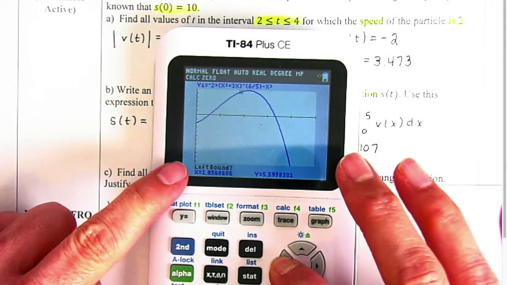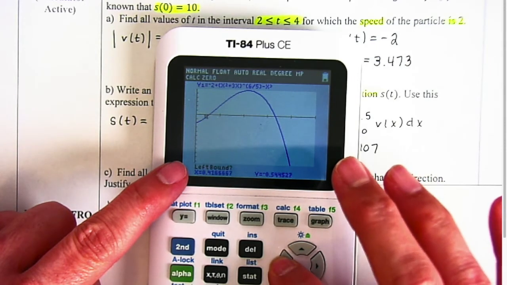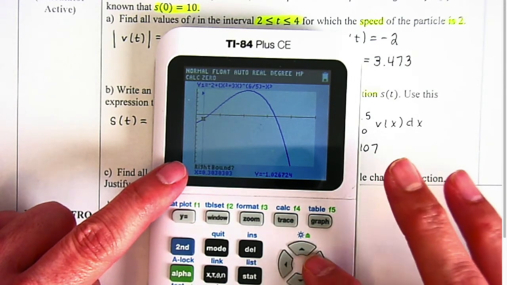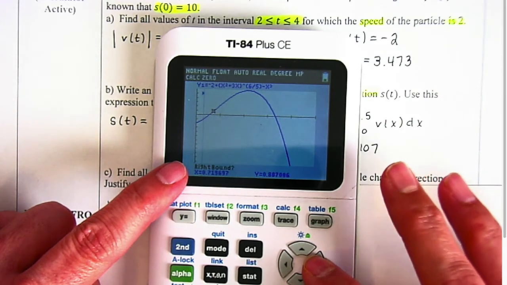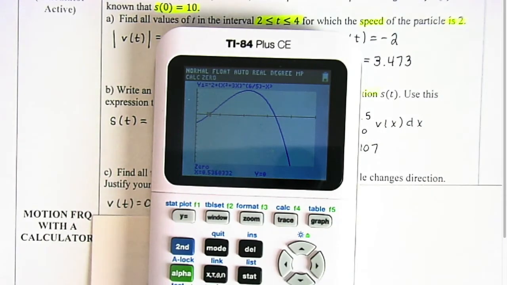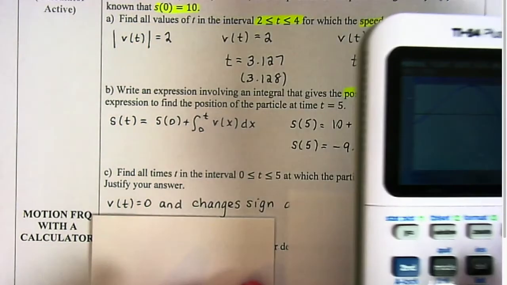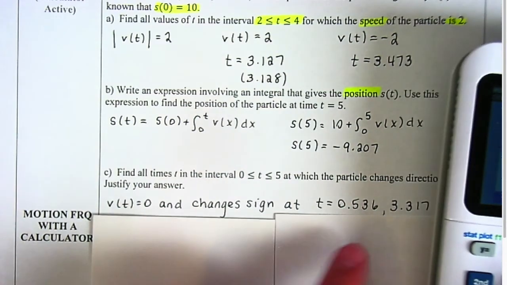When it's asking left bound, I'm going to position my cursor to the left of the 0 and hit enter. A couple clicks to the right, so I'm to the right of it. Hit enter. Guess, just hit enter one more time. Gives me one of my zeros is 0.536. So 0.536 is one of them.